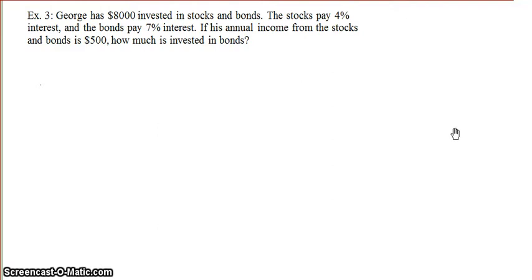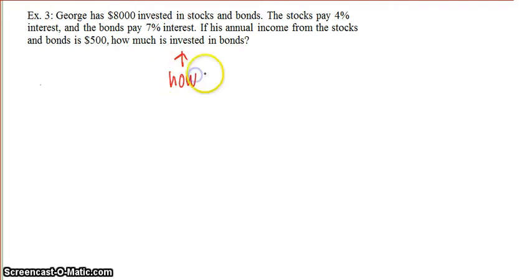Now this last one's a little bit complicated because we have to do big numbers, percentages, which involves decimals, and we have to kind of know an equation. Okay? So we're going to read it. George has $8,000 invested in stocks and bonds. The stock pays 4% interest and the bond pays 7% interest. If his annual income from the stocks, or the interest from the stocks and bonds is $500, how much is invested in his bonds?